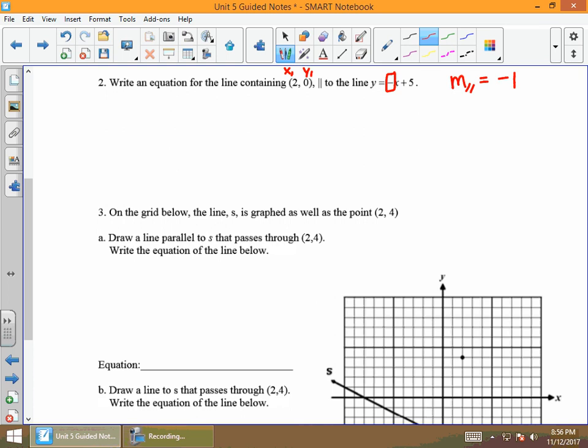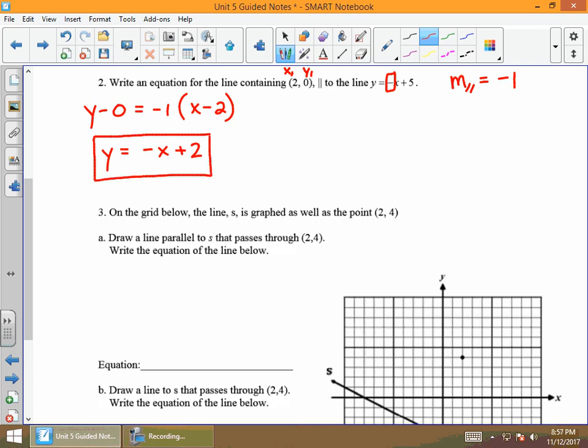And now my equation, y minus y1, 0, equals the slope, negative 1, times x minus x1, which is a 2. y minus 0 is just y. If I distribute, negative 1 times x is negative x, and negative 1 times 2 is negative 2. My equation is y equals negative x plus 2.